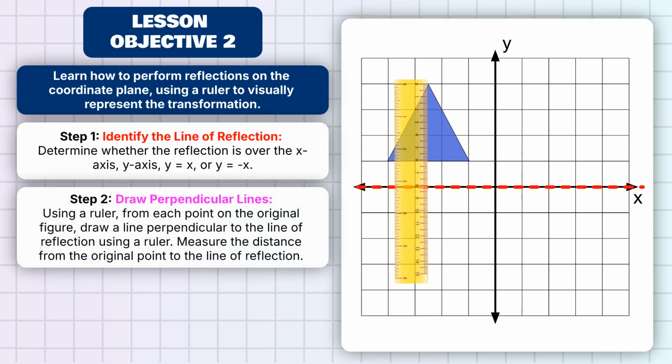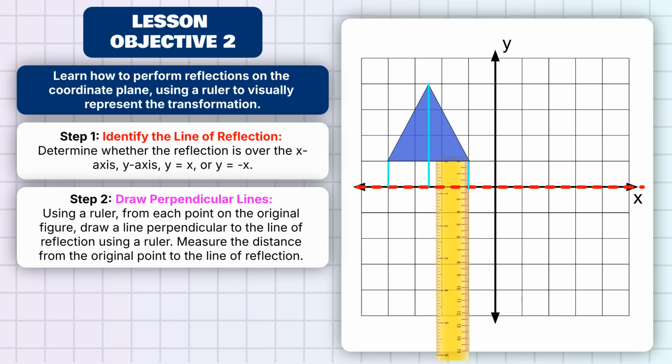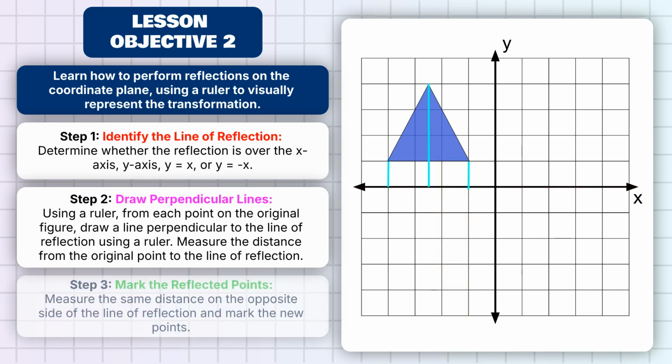Step 2. Use a ruler to draw perpendicular lines. From each point on the original figure, draw a line perpendicular to the line of reflection using a ruler. Measure the distance from the original point to the line of reflection. Step 3. Mark the reflected points. Measure the same distance on the opposite side of the line of reflection and mark the new points. This is now your reflected image.